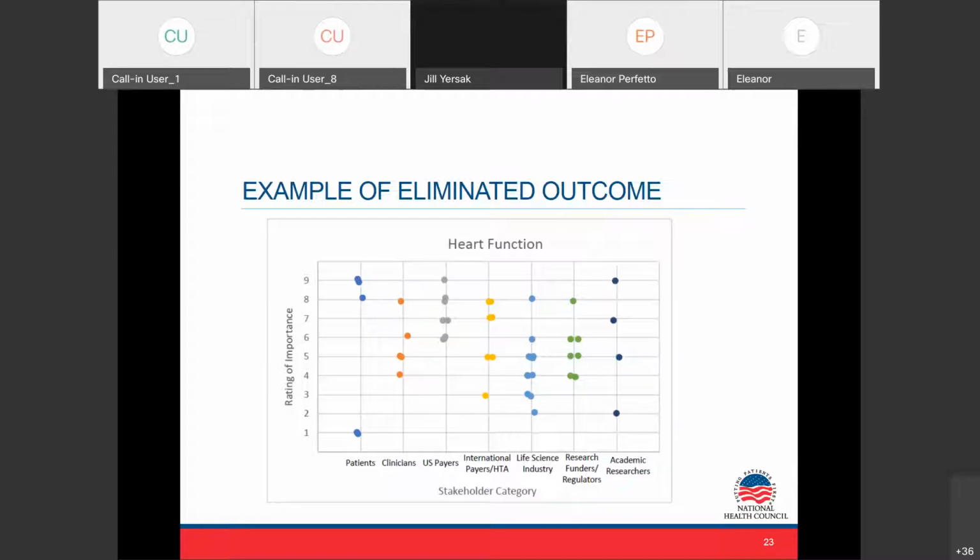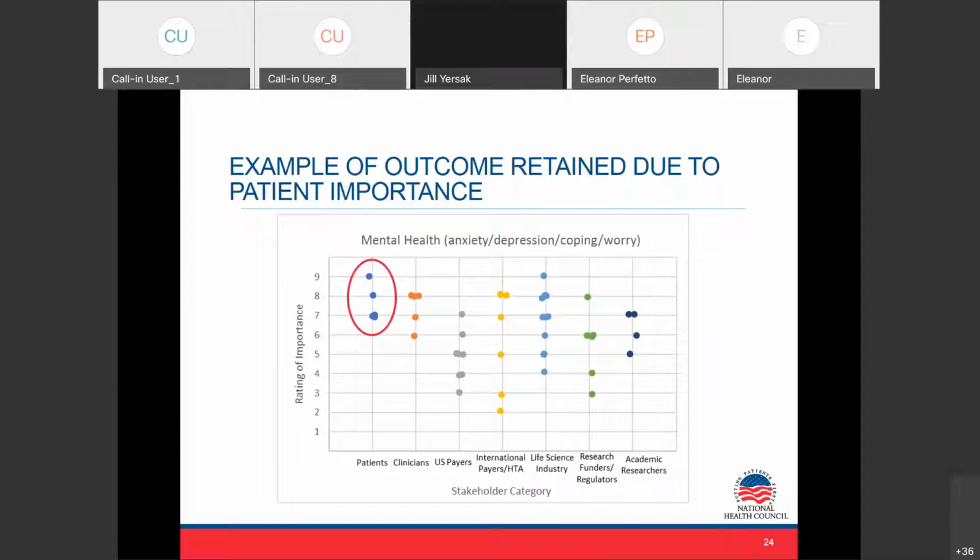And then finally, on the next slide, this gives an example of an outcome that was retained because it was patient important. You can see that cluster with the red oval around it in the upper left. Those were the patients voting for this mental health outcome related to the transformational experience of having therapy. And the patients felt that this was an incredibly important thing to study.